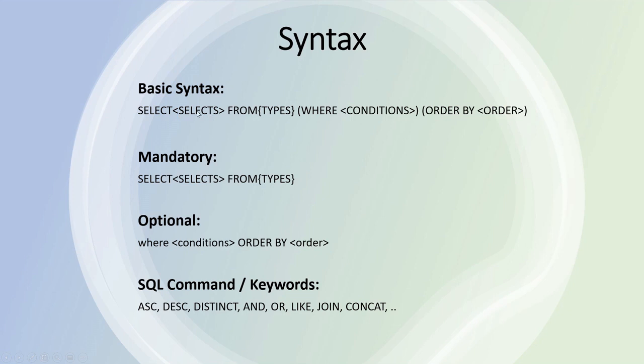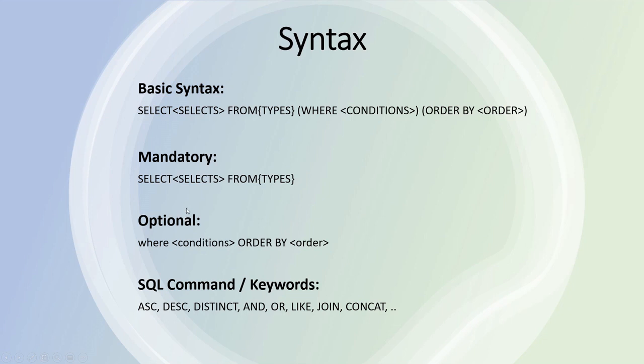If you just want to fetch a few attributes related to some product table, like code, description, then in the curly braces you can write select code, comma, description from products, right? So this is the basic syntax. It is very similar to SQL, where instead of types, you simply give the table name.